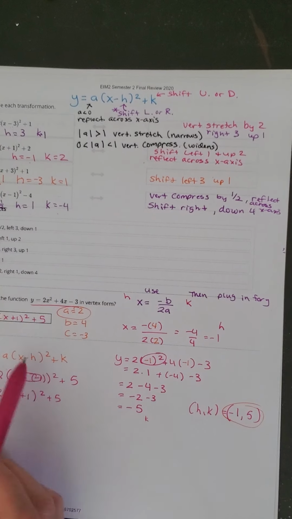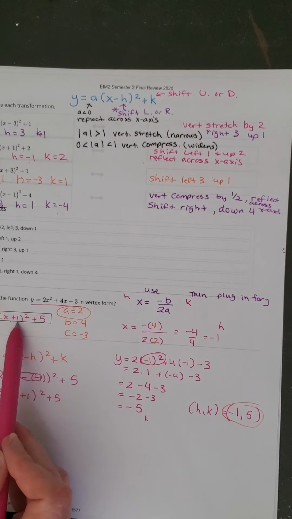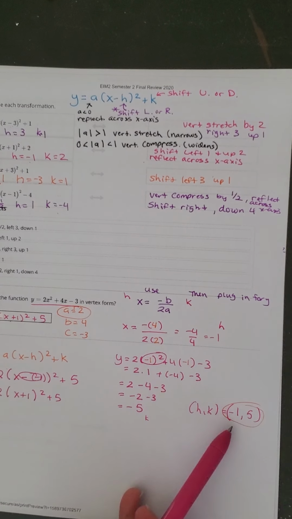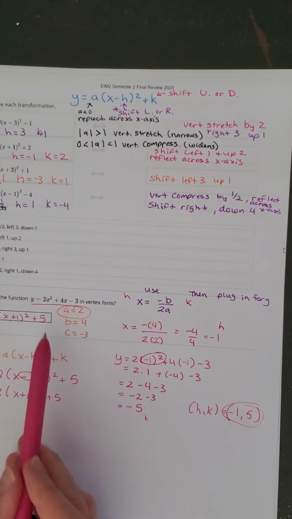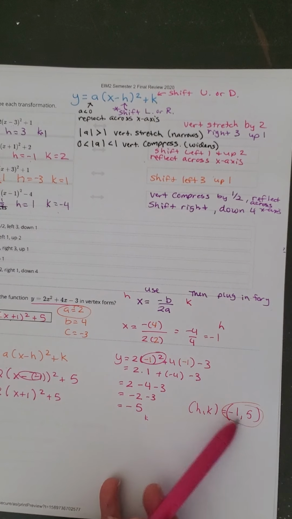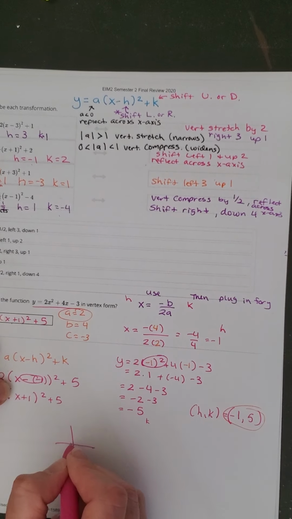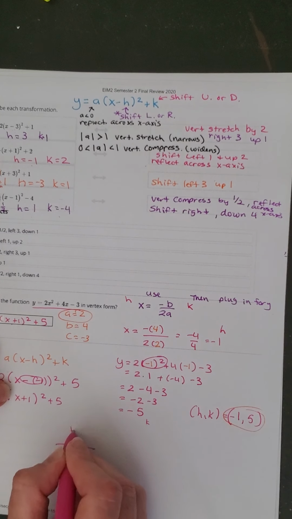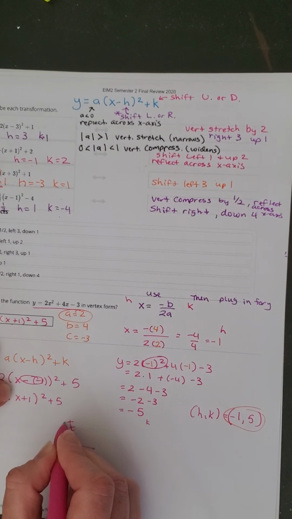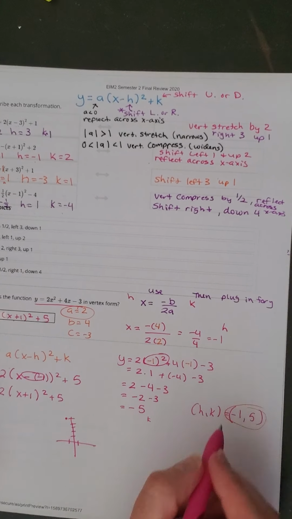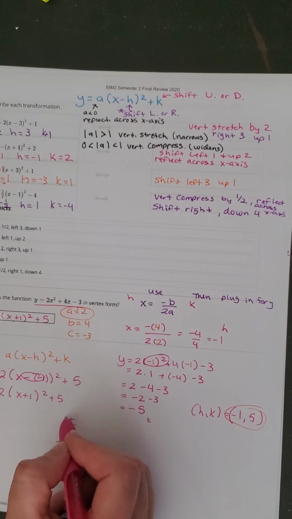And I want you to notice, this would have been a shift to the left one. Yeah, the vertex is at negative 1, and then up 5, so the vertex is at negative 1 comma 5. So if you were graphing this, you would start off by putting your vertex at negative 1, 5, right? And normally if a were 1, you would just graph the parent.